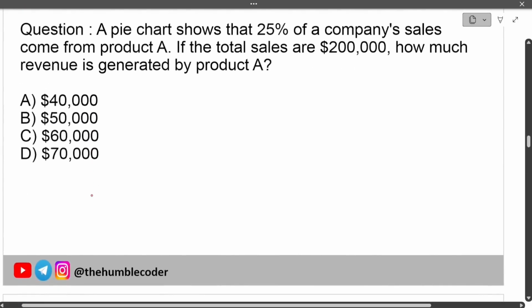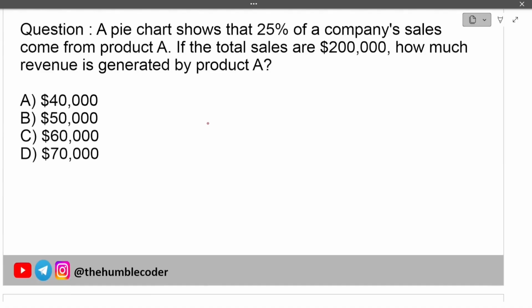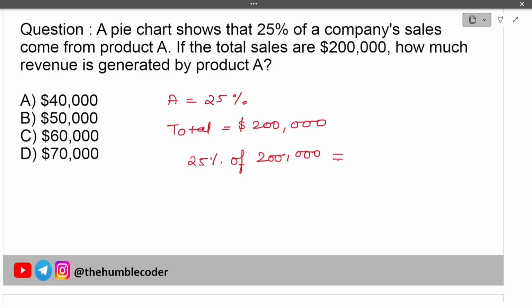Okay, a pie chart shows that 25% of the company sales come from product A. If the total sales are $200,000, how much revenue is generated by product A? So we know that product A has how much revenue? 25%, and total sales is what? $200,000, right? So 25% of $200,000 will be our answer, because we are asked the revenue generated by product A in dollars, or the actual revenue generated by product A, right? So it will be how much?